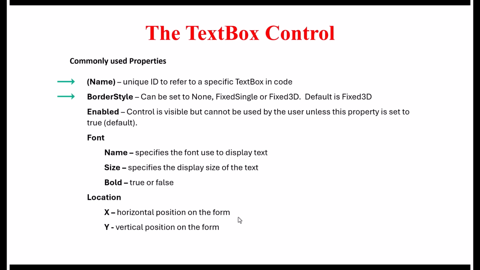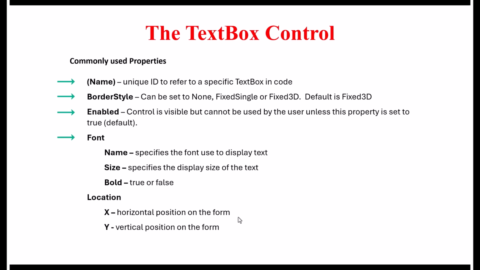There's a border style. It can be set to none, fixed single, or fixed 3D. The default is fixed 3D. There's an enable property. It's set to true as a default. And the control is visible, but it can't be used by the user if it is not enabled. So it is normally set to enabled.